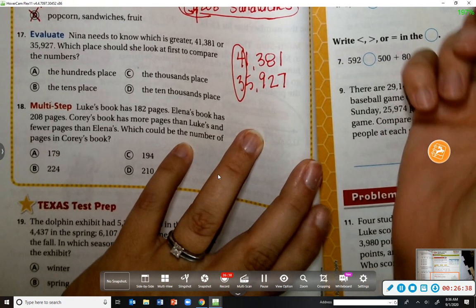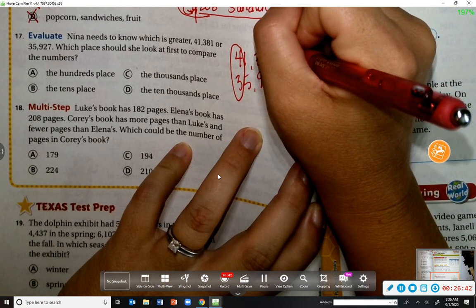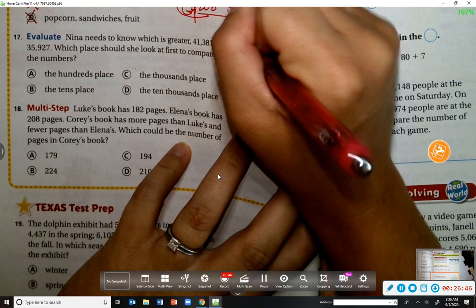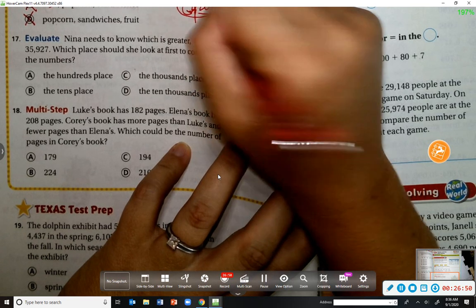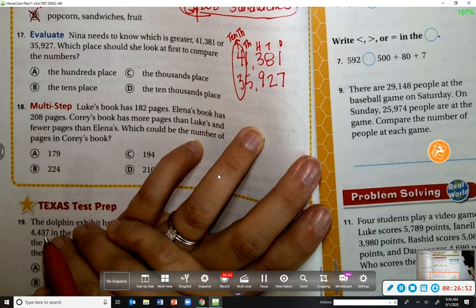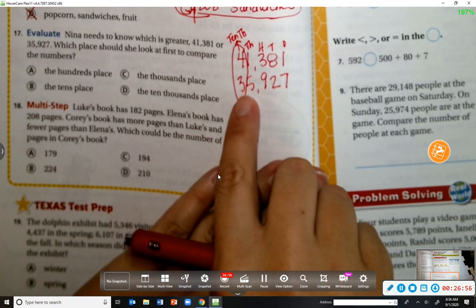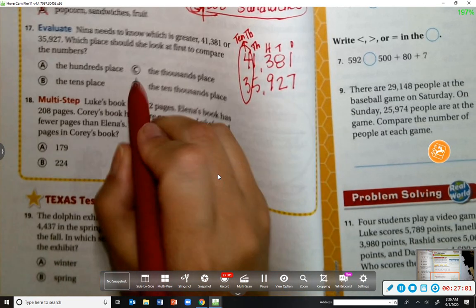So let's review our place values. This will be the ones place, the tens, the hundreds, thousands, 10,000s. So the place you should look at first to compare the numbers would be the 10,000s place. And I see that answer choice here, D.